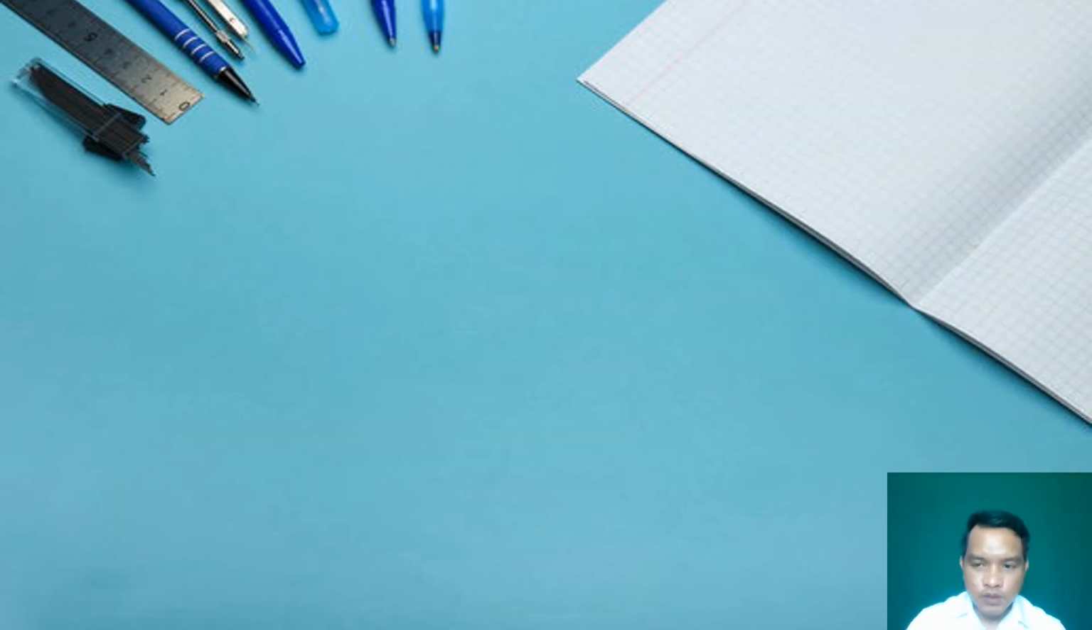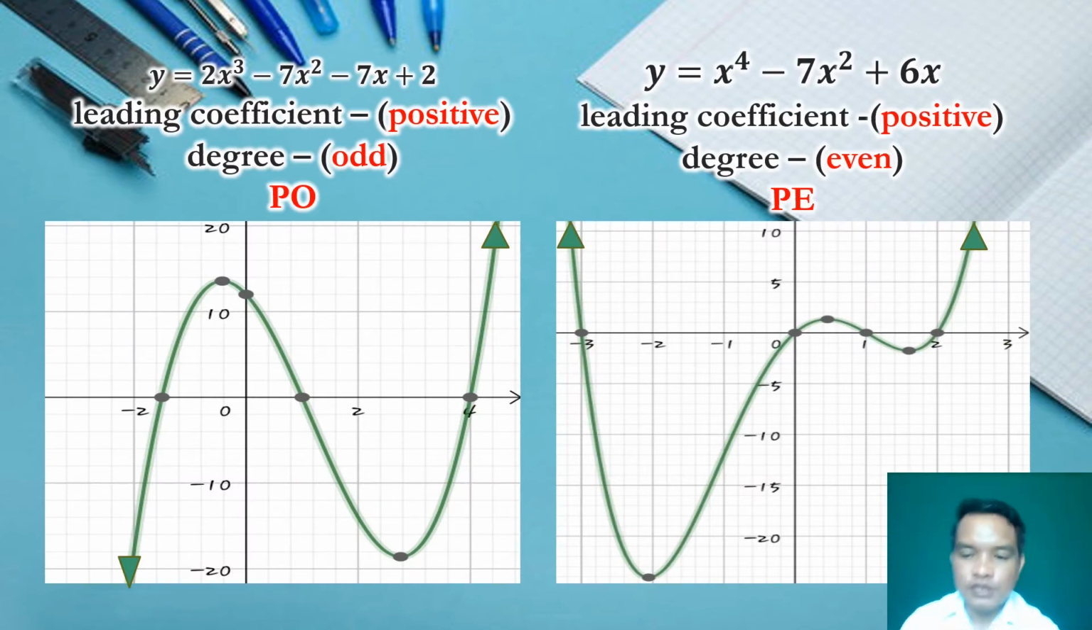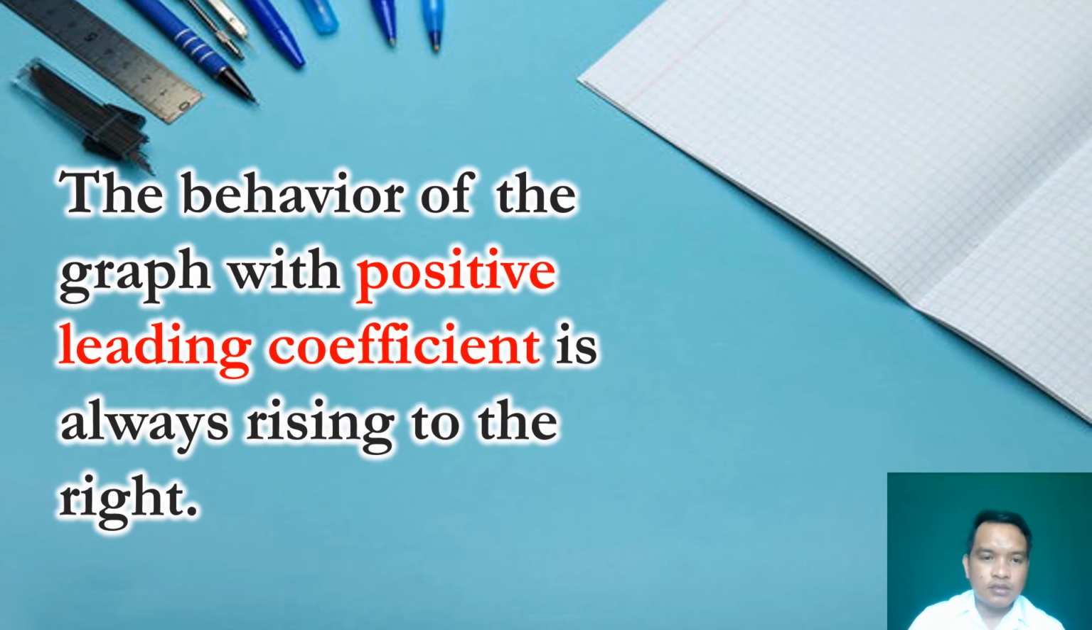So we can also add the following observation. These two polynomial functions have a positive leading coefficient. Let us see what is common to both of them. Very good. What is common to them is that they are both rising to the right. Therefore, if you have a positive leading coefficient, the graph is always rising to the right. So the behavior of the graph with a positive leading coefficient is always rising to the right.